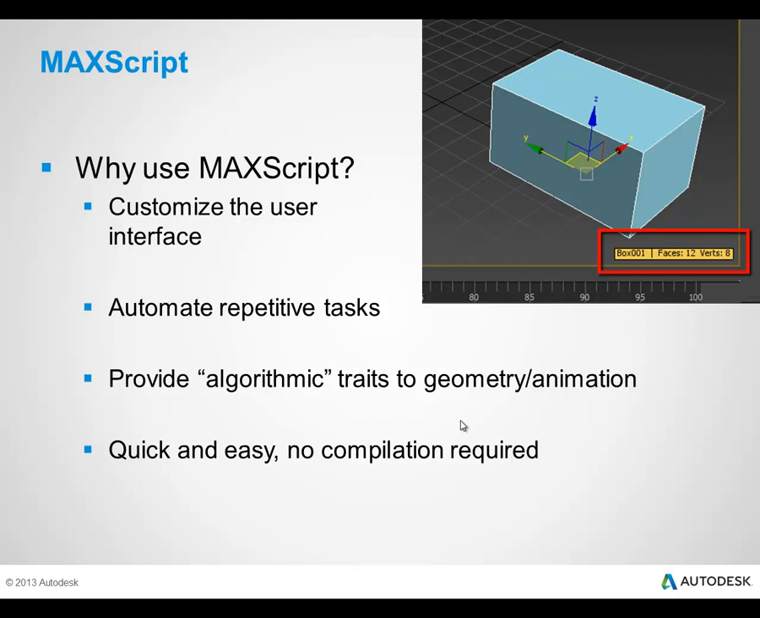Another good use is providing algorithmic traits to geometry or to things. So, for example, you could script an animation curve. If you have a very mathematically based curve that you want an object to move through, you could script that logic and create that very easily. So you create all your keys that way. To do that manually, again, would take a long time, and you may not get the smoothness that you want. It might take some messing around in the animation curve editor and that sort of thing.